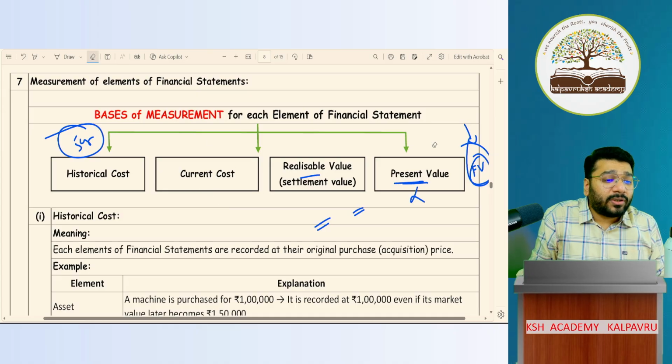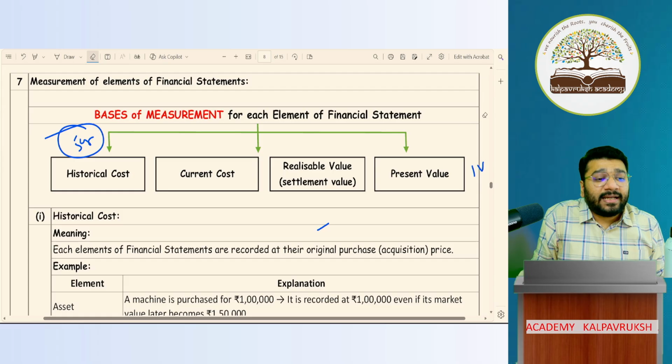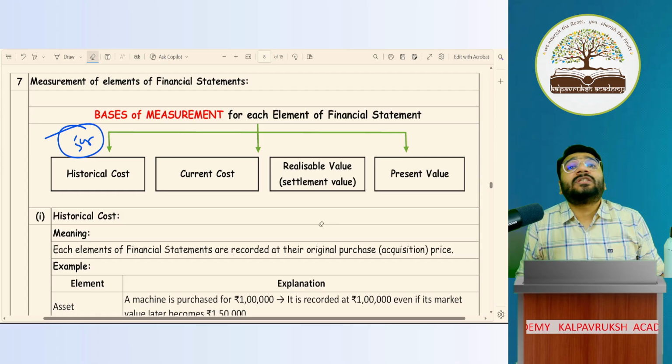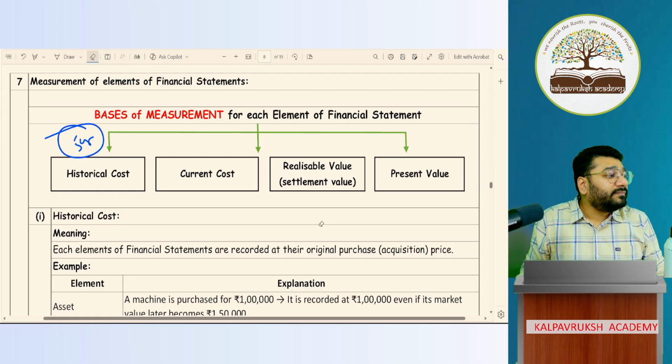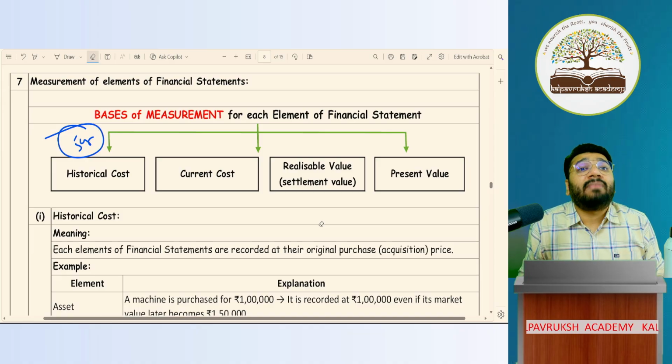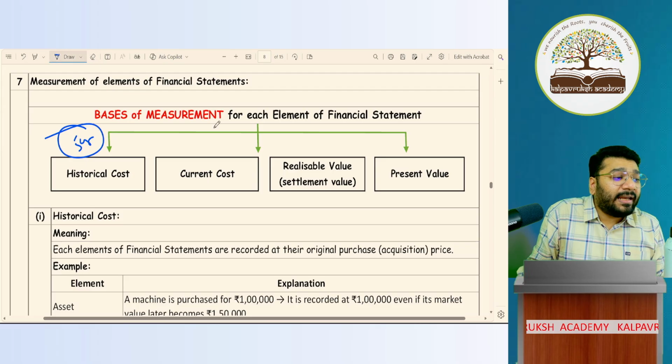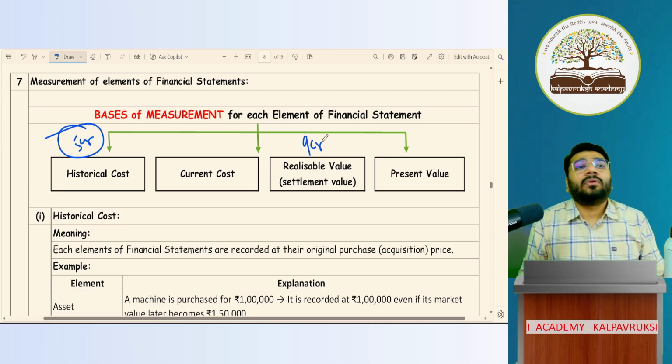What is realizable value or settlement value? The same asset, if I sell today in the market, how much money will I receive? The same element, if I sell it today, what is the money that I will receive? That is called realizable value. In our example, it was 9 crore. Got it, not got it?